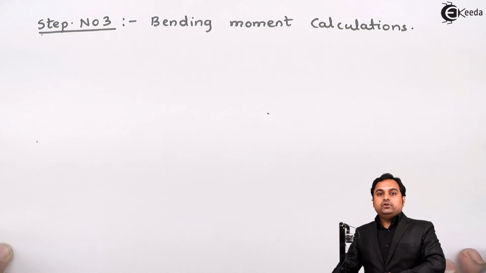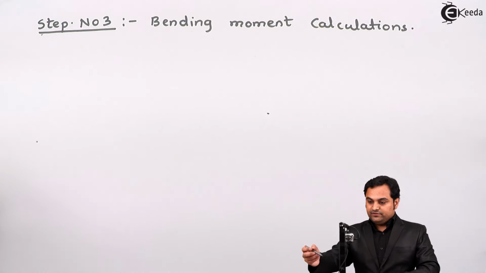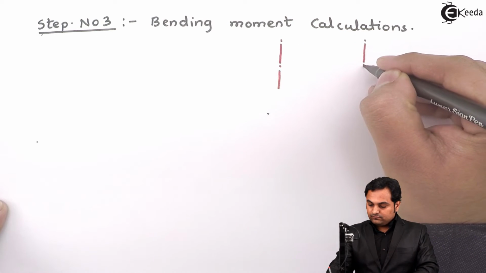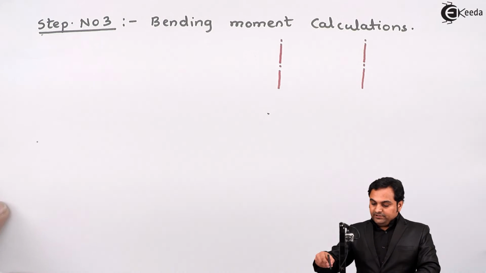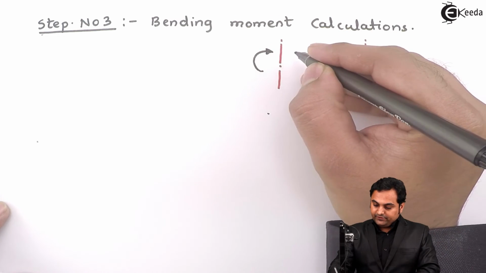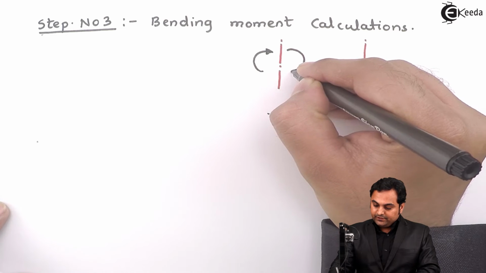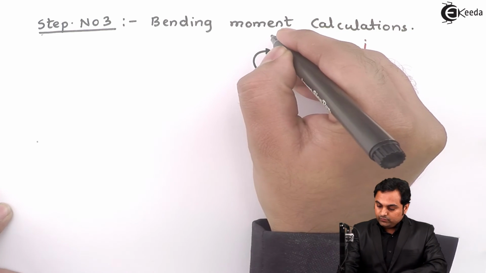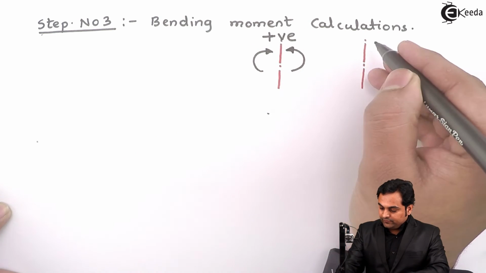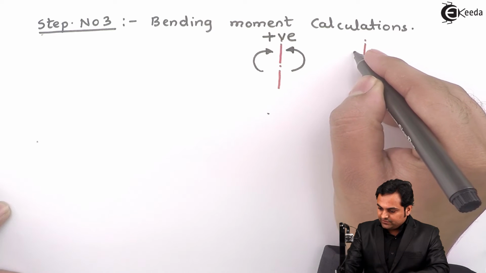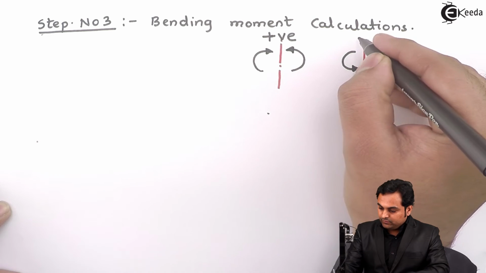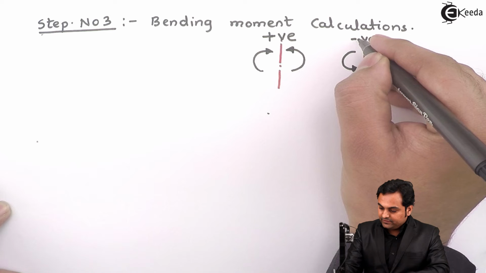Now for the bending moment calculations, here we need the sign convention first. If a moment is acting on the left hand side of the section in clockwise direction, on the right hand side of the section in anti-clockwise direction, both will be treated as positive. Then if the moment is in the left hand side of the section acting anti-clockwise, right hand side of the section acting clockwise, both are treated as negative.